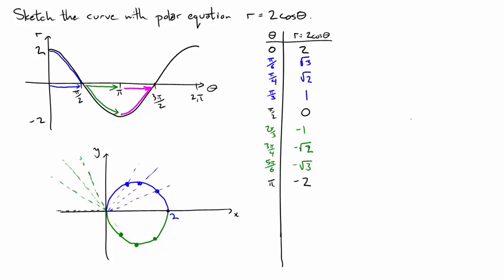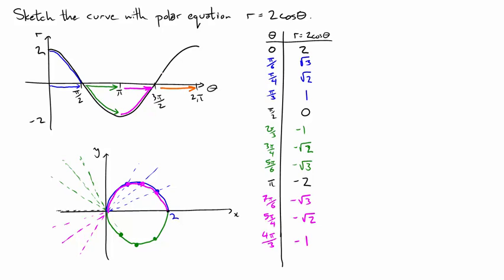So for angles 7 pi over 6, 5 pi over 4, and 4 pi over 3, r takes on the values minus root 3, minus root 2, minus 1. Here are the rays corresponding to those angles. Again, because r is negative, the points will lie in the opposite quadrant. In fact, there'll be these points here. And so that first portion of the curve gets doubled up now.